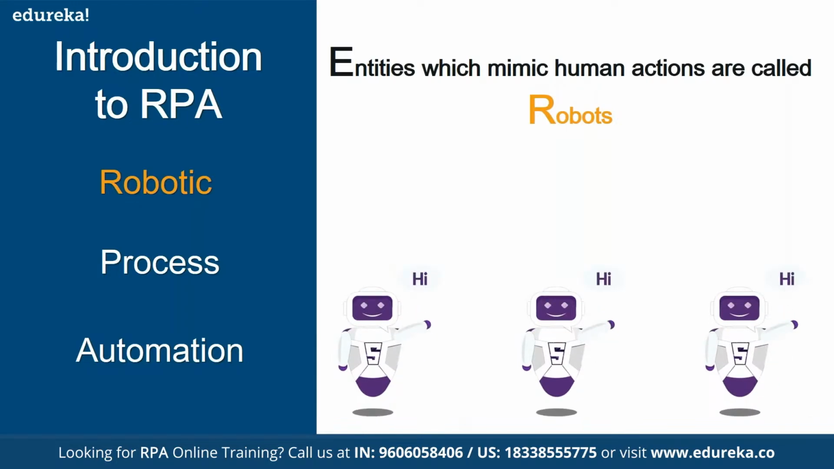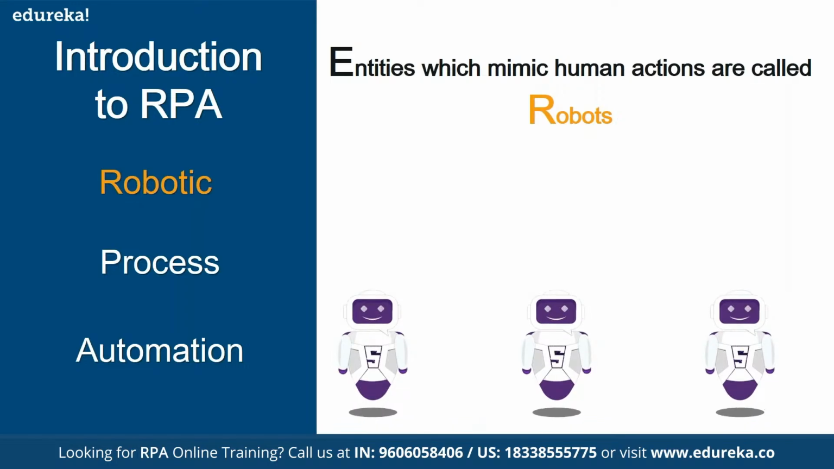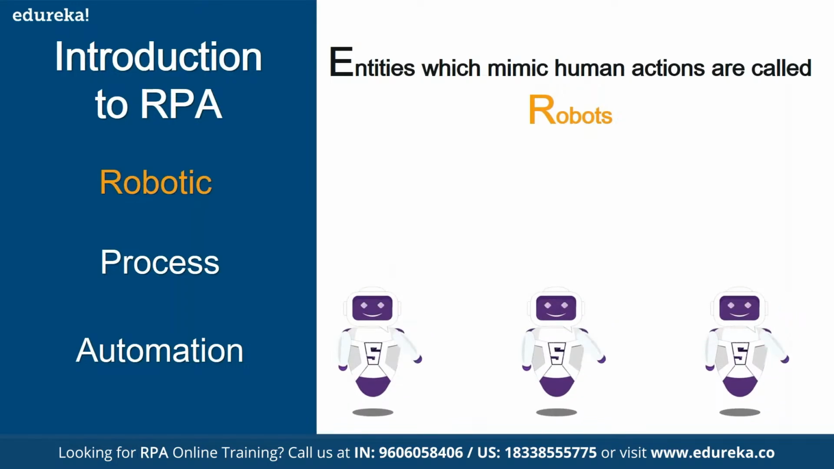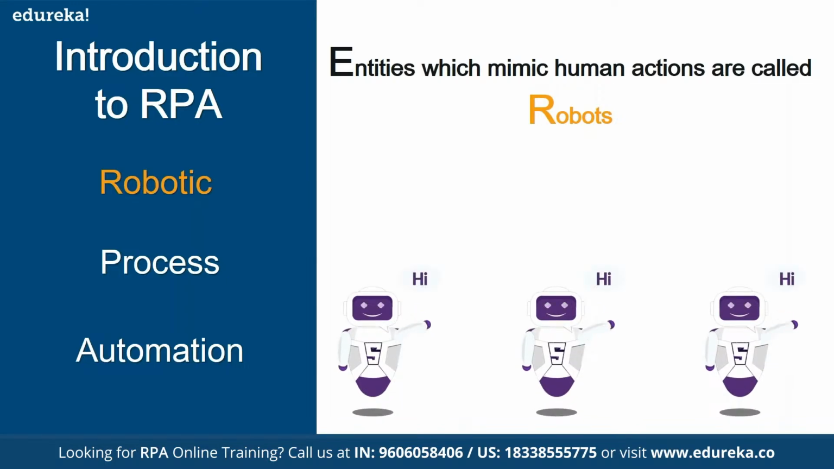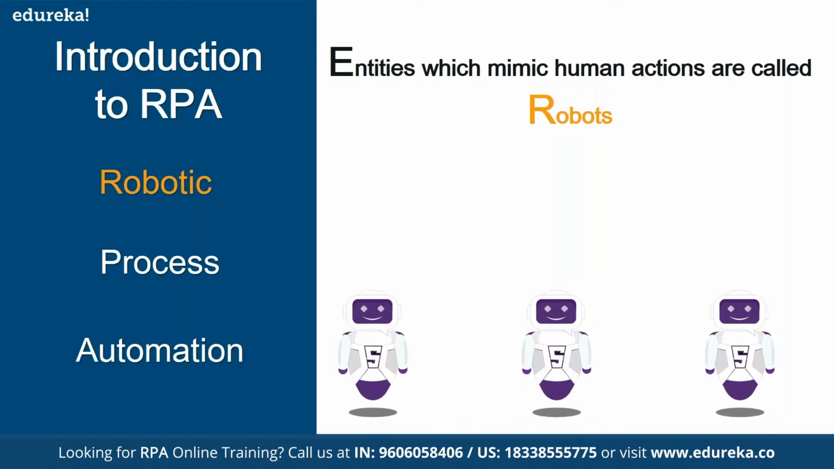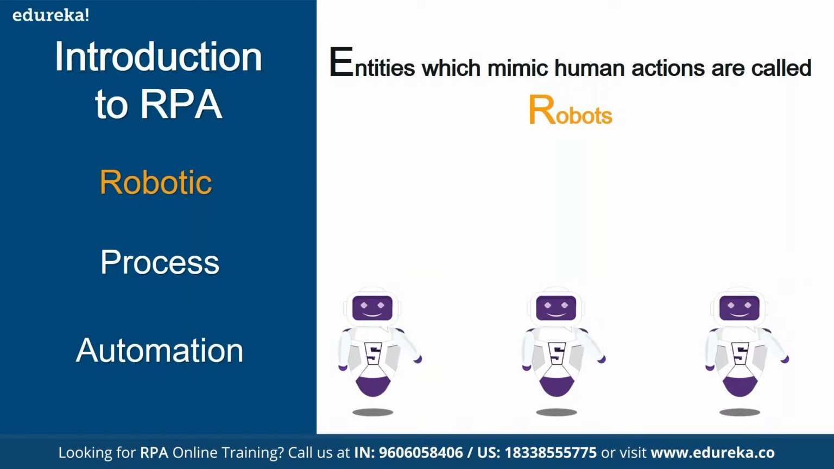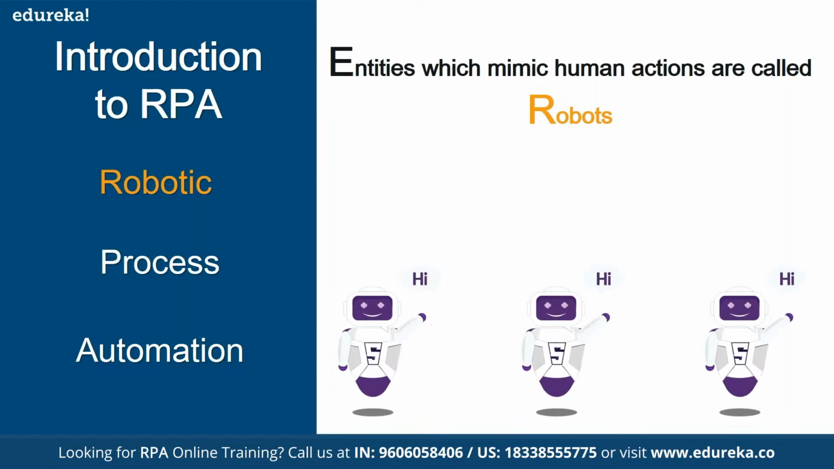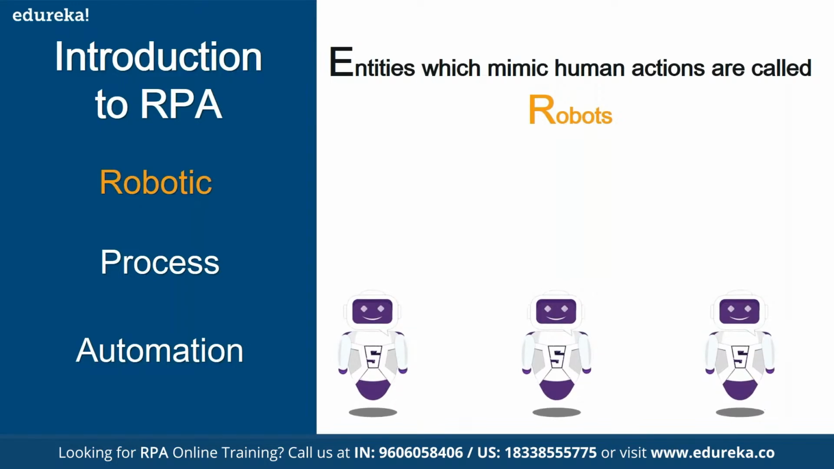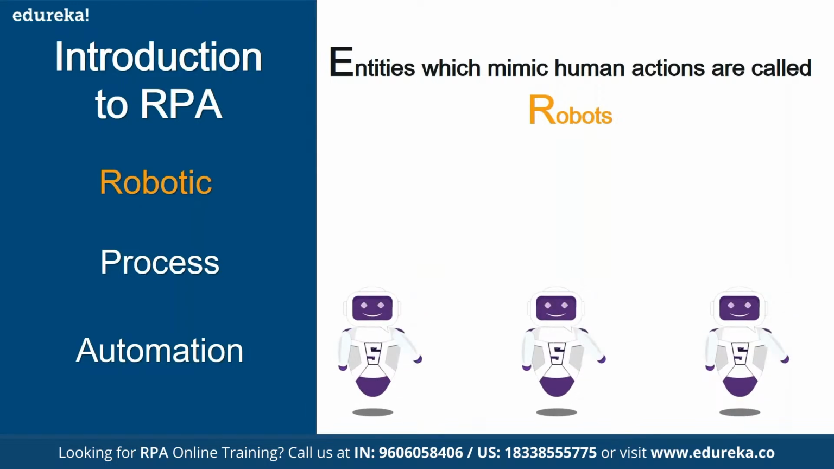Robot, in simple layman words, is a software. How? You install a particular software on your computer. Microsoft Office is a software. You will install that on your computer and you will use its features. Likewise, RPA is also a software, and in that, a robot is a software entity which mimics human actions.